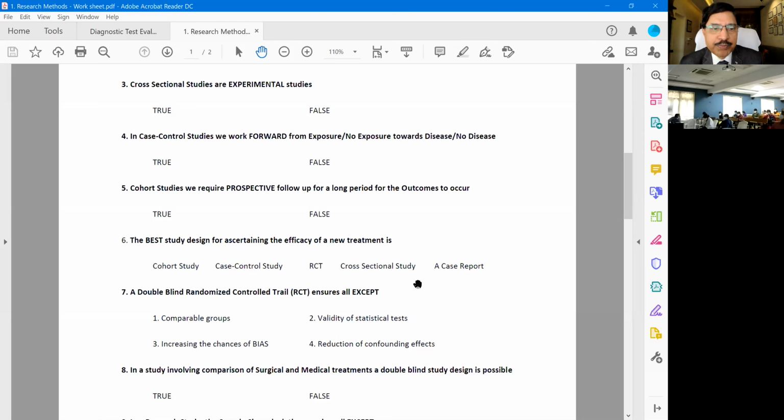blinding. Blinding for RCTs is very useful because it ensures comparable groups, it increases the validity of the statistics, it reduces the confounding effect and decreases the chance of bias. So the answer here is "all except." It does not increase bias, rather it decreases the bias. What is bias in that case? Bias is a pre-decided, preconceived notion that something works or doesn't work, either by the patient or by the investigator.